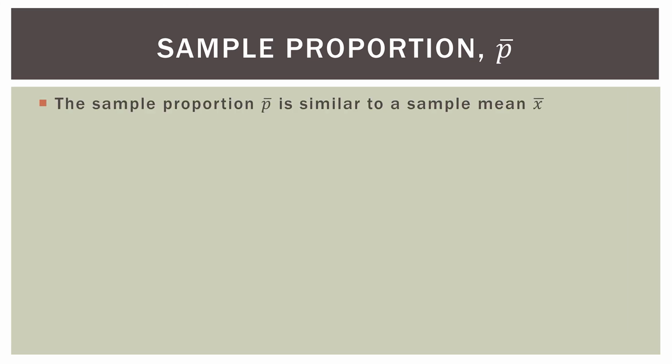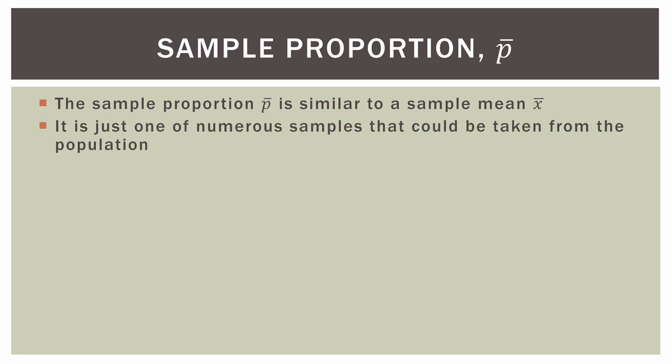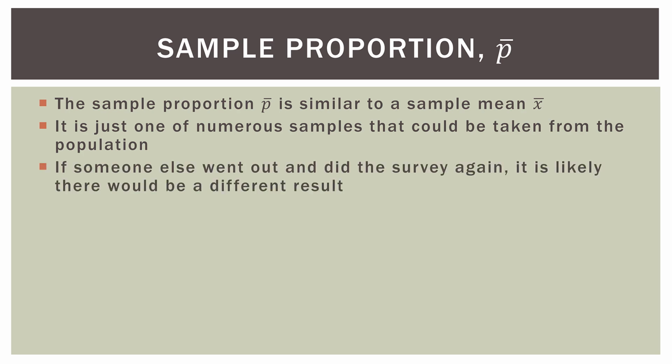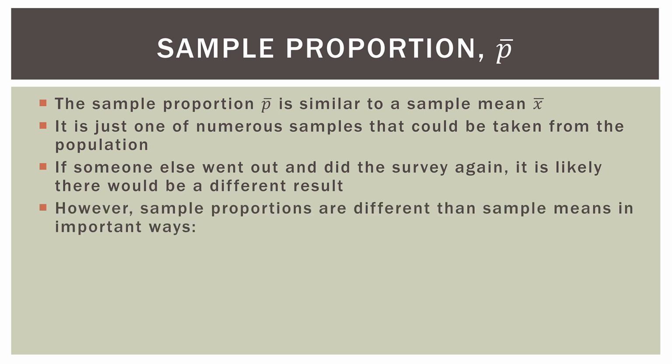So the sample proportion p-bar is similar to a sample mean, which was x-bar. It is just one of numerous samples that could be taken from the overall population. So in this case, the population is the entire student body of Caffeine State University. Now, if someone else went out and did the survey again, it's likely there would be a different result, just like we did for sample means.